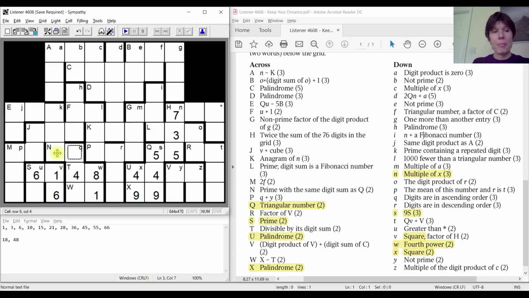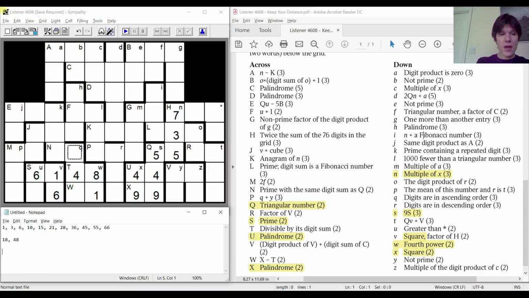Now, looking at the clue for big N, which also crosses that cell, we can see that big N is a prime. But if big N is a prime and it's 2 digits, it must be odd, which means that this cell here can now only be a 1 or a 3. Moreover, we're told that big N has the same digit sum as big Q, which is 55. So therefore, its digit sum is 10.